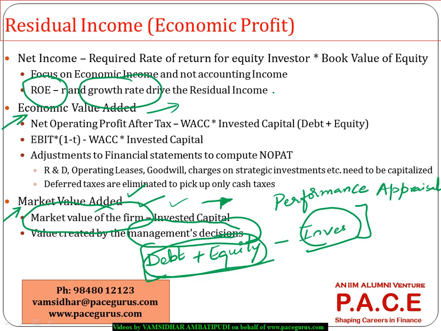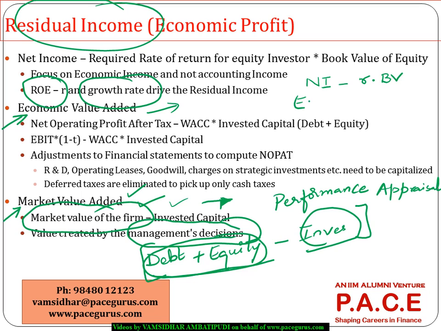There is another dimension called economic value added, which is a slight extension of this concept of residual income itself. In residual income we take the net income minus the required rate of return times the book value of equity. So this is purely targeted towards the equity investors, whereas when I am using economic value added, I am targeting the whole firm, not just my equity investors.